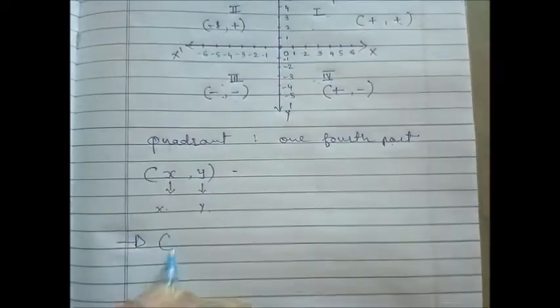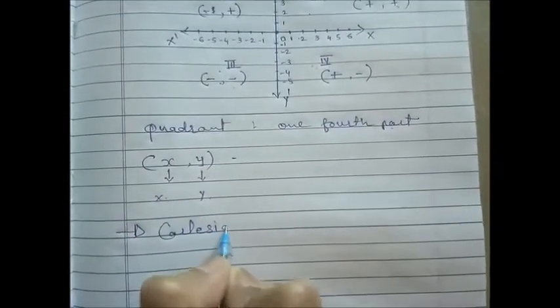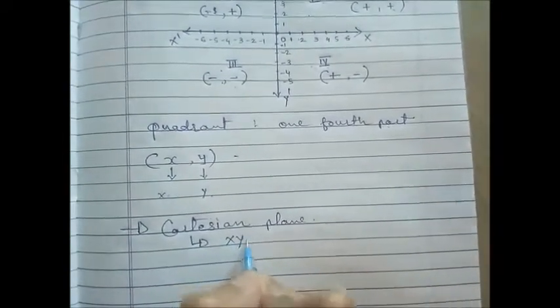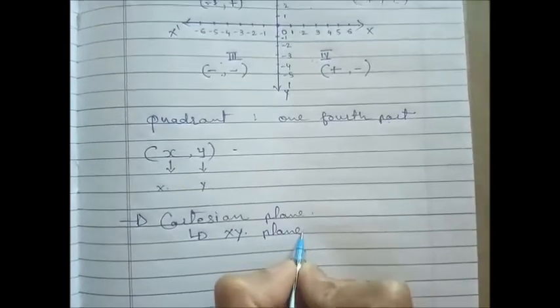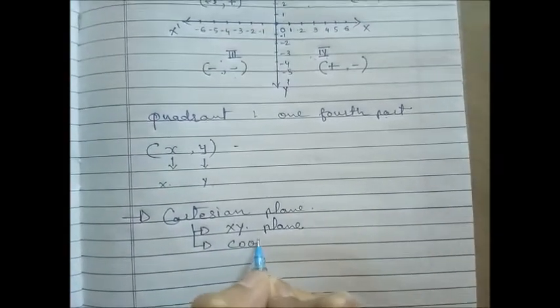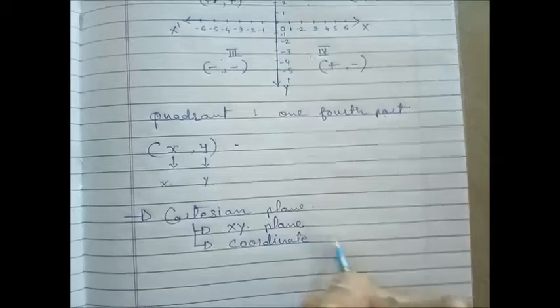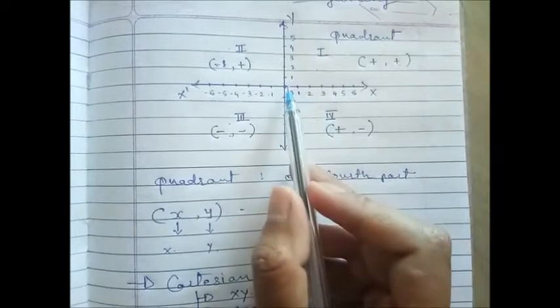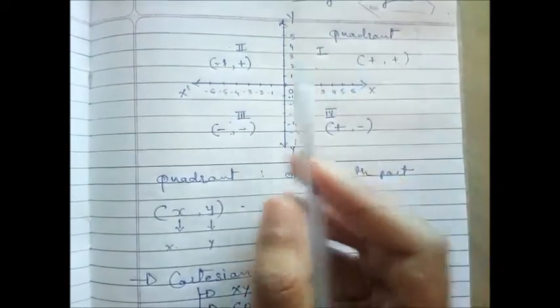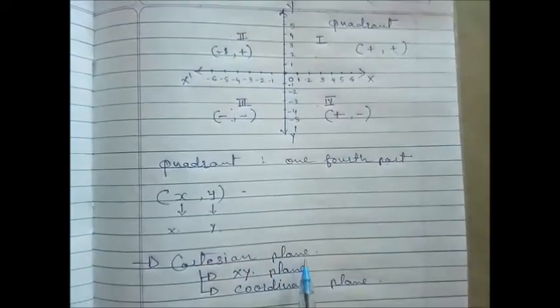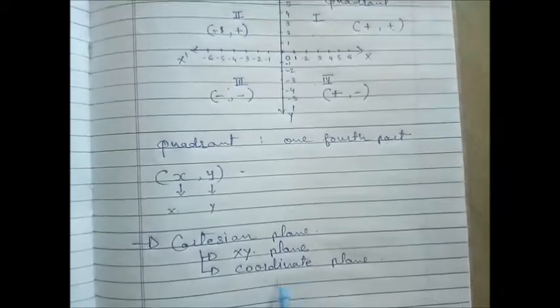Now this entire plane, when these two axes are intersecting each other in any plane, this plane is known as the Cartesian plane, right? It is also known as the xy plane, or else it is also known as the coordinate plane, right? So when two axes are intersecting each other at 90 degrees, that is perpendicular, and making four equal parts, that is the four quadrants, then this plane is known as the Cartesian plane, or else xy plane, or else coordinate plane.